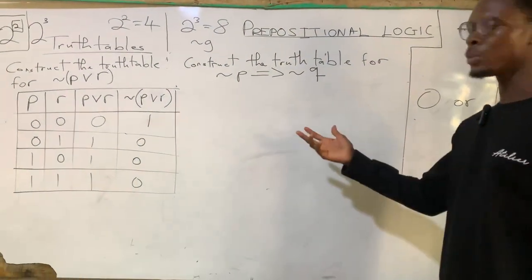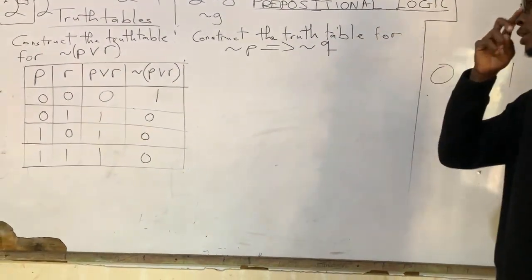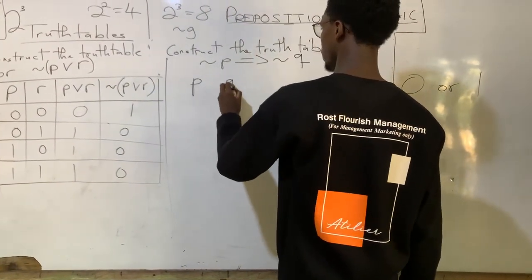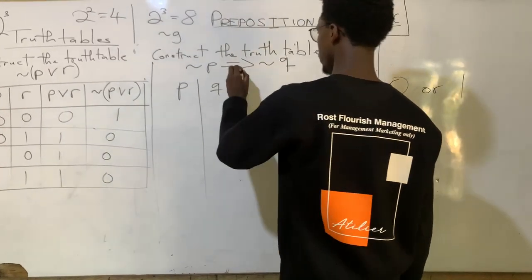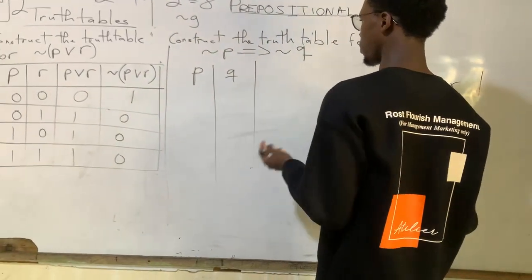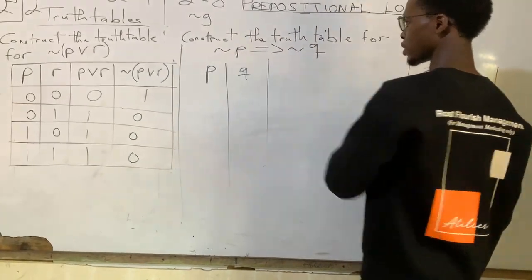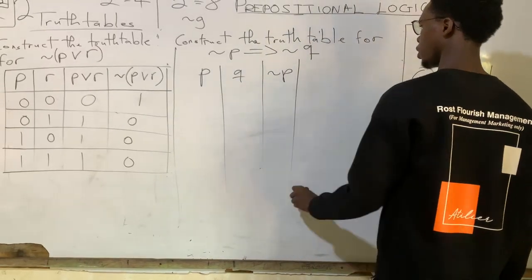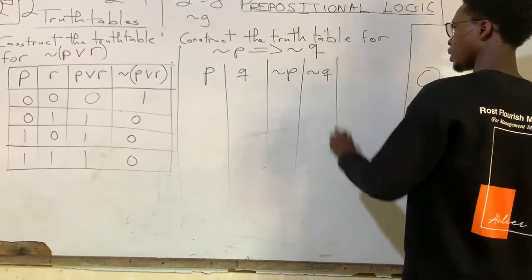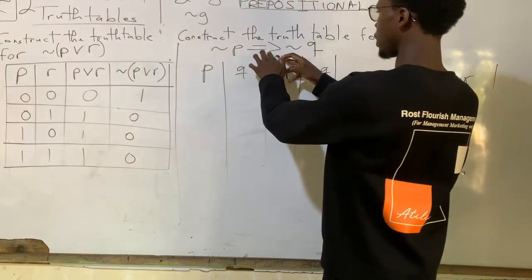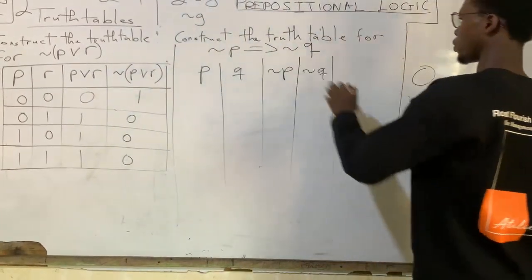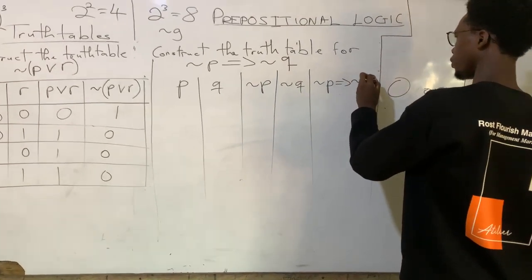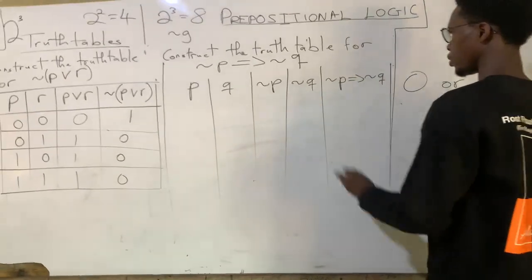First of all, you ask yourself, how many statements do you see? 2 statements, right? So we start. We have our P, then we have our Q, right? Then you ask yourself, well, what is happening again? You have not P present, you have not Q present. So it means we need to have columns for that. Not P, then not Q. But that is not all. Now, the main connective that connects these two, that is the conditional, right? You need to have a column for the whole thing. Not P implies not Q. Good.